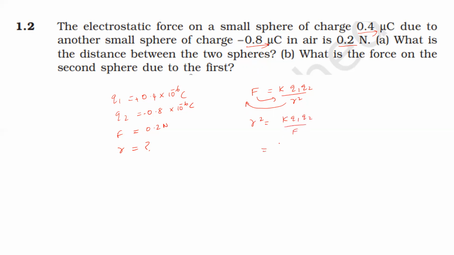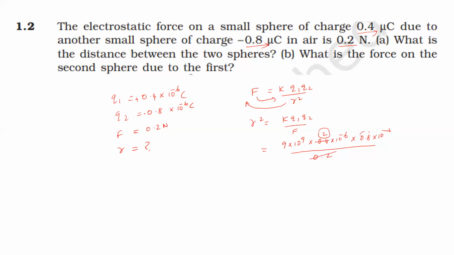Now substitute K value. K value is 9 into 10 power 9. Q1 value is 0.4 into 10 power minus 6. And Q2 is 0.8 into 10 power minus 6 divided by F. Force is given 0.2. Okay, now this 0.2 and 0.4 if we cancel, we are getting 2.